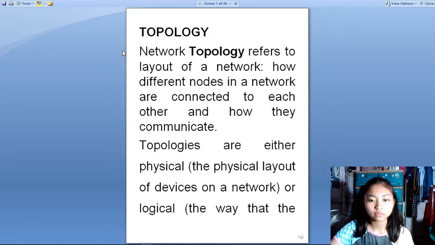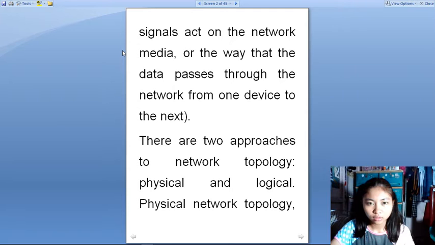Topologies are either physical, the physical layout of devices on a network, or logical, the way that the signals act on the network media, or the way that the data passes through the network from one device to the next.